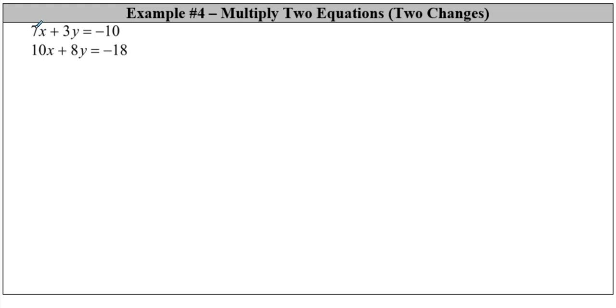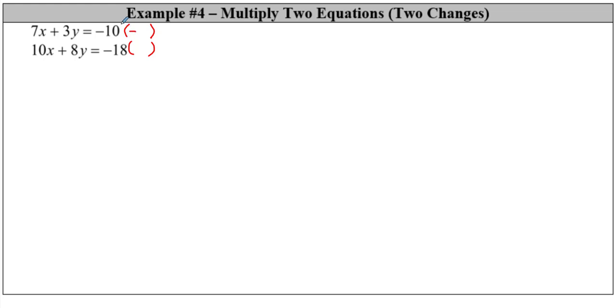That's the 7. Can 7 go into 10? No, it cannot. So I move over to my y's. Can my small number 3 go into 8? No, it cannot. So now I got to figure out how can I make both of them get one of those variables with the same value coefficient but opposite signs. So if we take a look at our signs, positive, positive, positive, positive, that lets me know I need to multiply one of these at least by a negative.